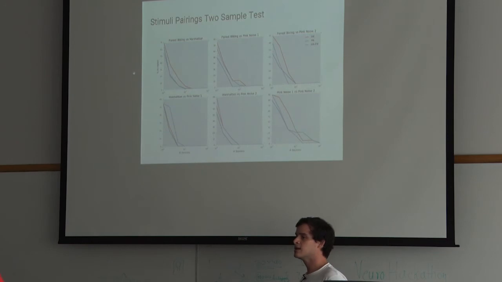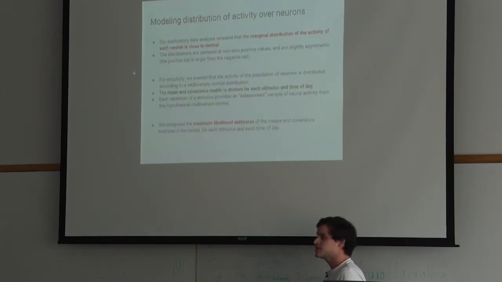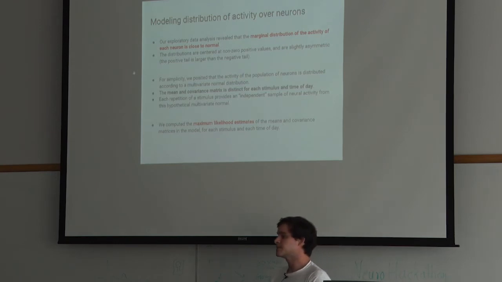So basically, this says that at 5 p.m., it's easier to distinguish between the stimuli. That's with 95% confidence, the statistical test. So then we decided to look at what is different about the distributions. We looked at the marginal mean activity of the neurons, and that seemed to be Gaussian distributed, but slightly skewed.